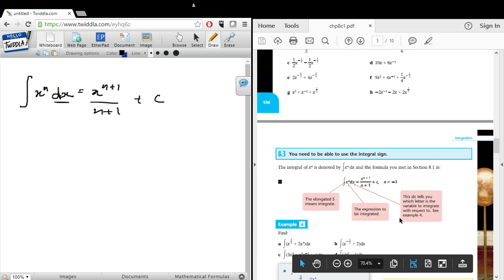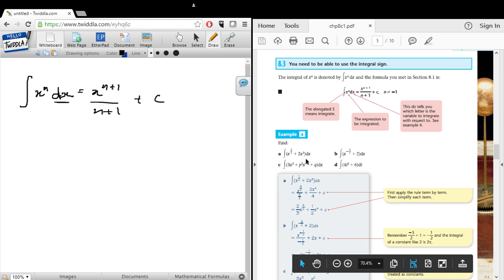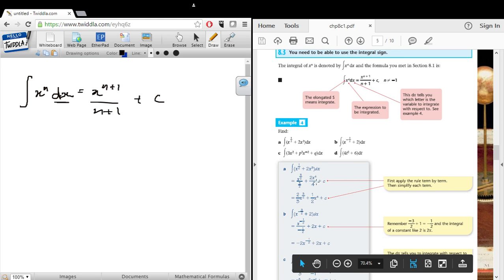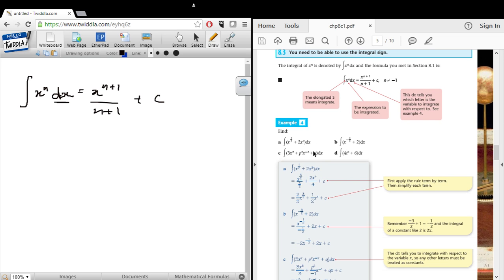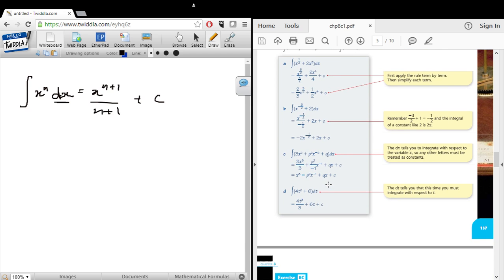Okay, so here it's asking you to integrate this, and you can see it's very simple. They've just introduced this equation in this particular form, and now you integrate each part, integrate this part or term, and then add the plus c. So it's very straightforward.